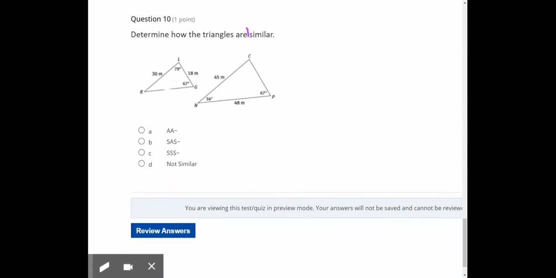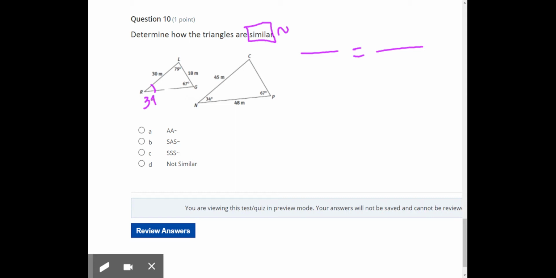Determine how these triangles are similar. As soon as you see similar, you should think about that squiggly sign in logic. That's a similar sign here, and you should make a proportion. Got to have a proportion if you're going to have similar triangles. So I also am missing some angle measures. If I do the triangle sum for RLG, in my calculator I'm doing 180 minus 79 minus 67. And I did not do that right because I did plus 67. So 180 minus 79 minus 67 is going to give me 34.